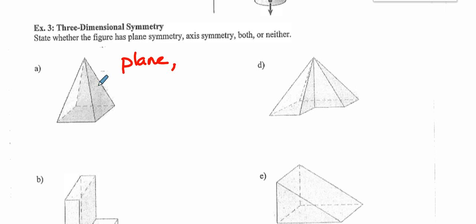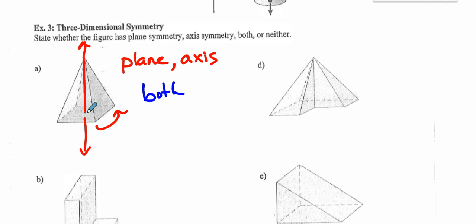Now, what about axis symmetry? If I was to take this and come down through here, could I spin this around? Would it map to itself? And the answer is yes. This bottom is a square, so it does have axis symmetry. So in this particular case, we're going to say that we have both.